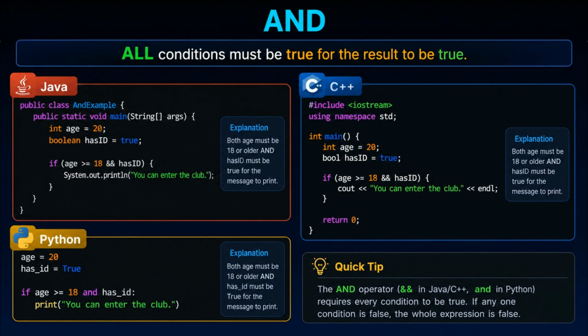Here's and as actual code. In Java, C++, and Python, the program only prints that you can enter the club if age is 18 or older, and the person has a valid ID. Both conditions have to hold true together. Miss either one, and nothing prints.